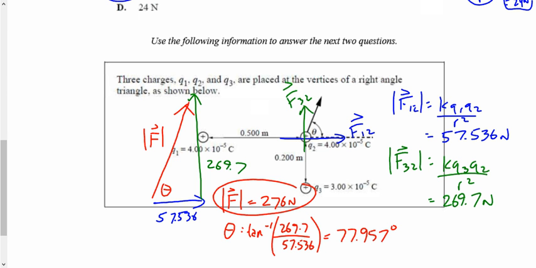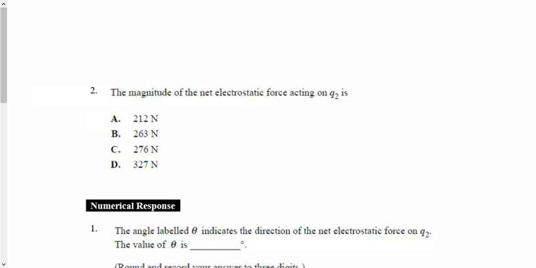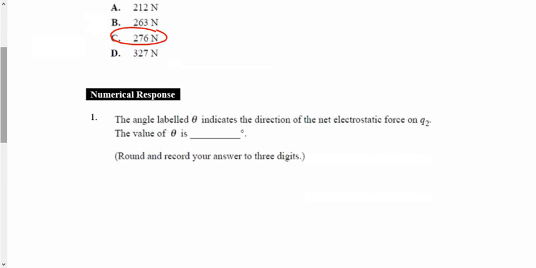which we want to round to 3 digits, actually. 1, 2, 3. That's a 5. So that actually rounds up to 78.0 degrees. We've just answered 2 questions in one here. We've got a magnitude of the force of 276 newtons, C, and we've got an angle to 3 digits of 78.0 degrees.